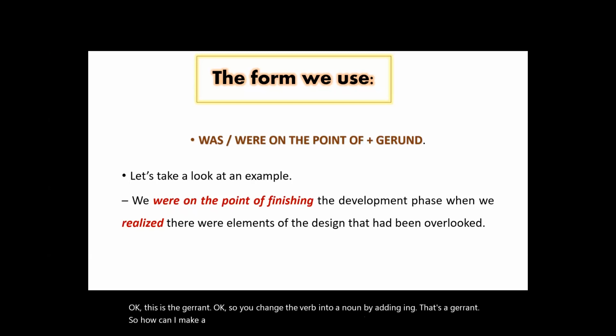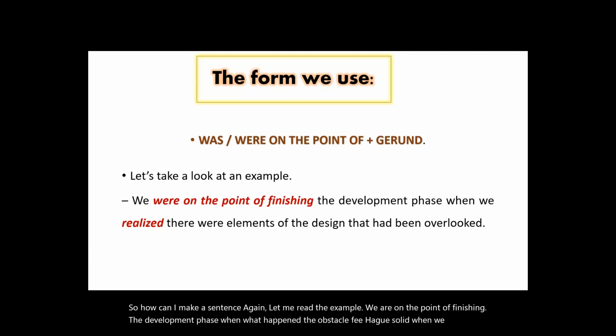So how can I make a sentence? Again, let me read the example. We were on the point of finishing the development phase. يعني خلاص كنا بنخلص the development phase, when what happened? في obstacle، في مشكلة حصلت, when we realized there were elements of the design that had been overlooked. للأسف فما قدرناش نخلص في الوقت. Okay, this is an example of something that's about to happen but is interrupted by an obstacle or there is a problem.